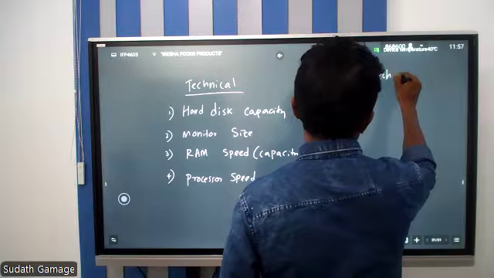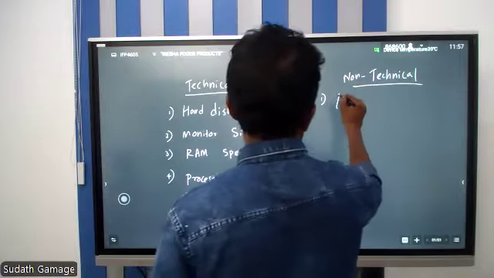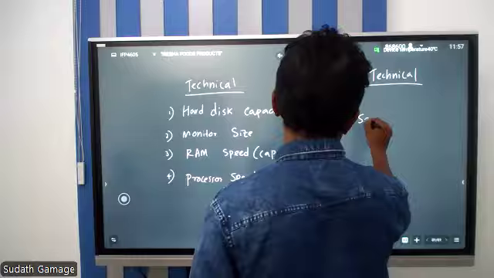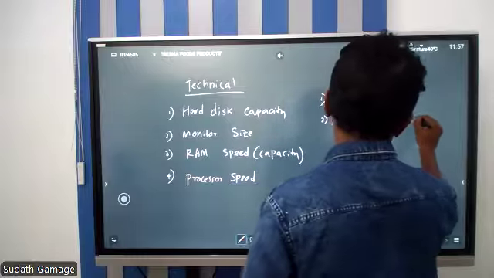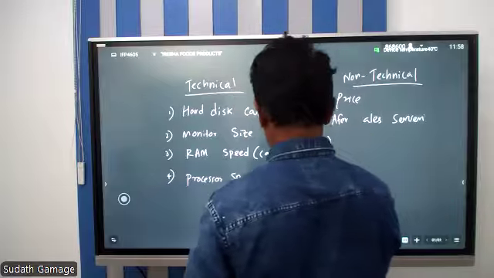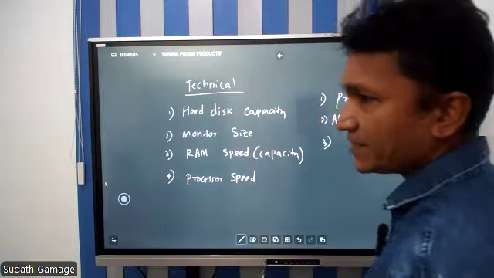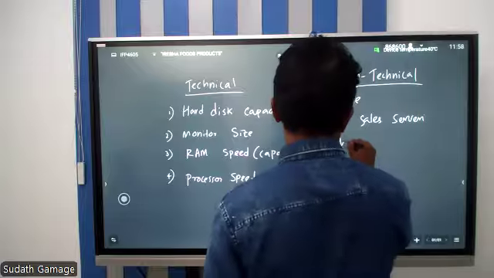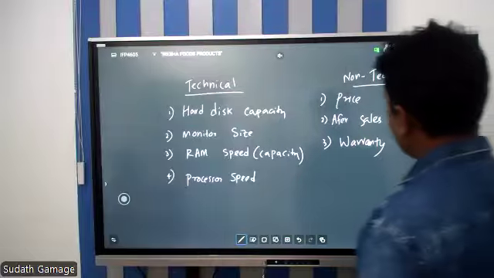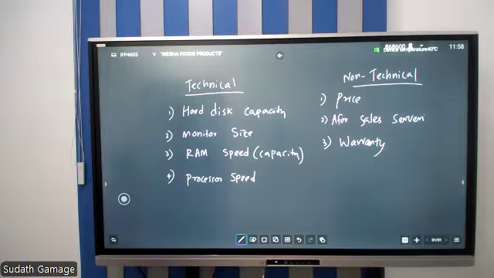What are the non-technical? Non-technical: price is non-technical. After-sales service, and warranty. Warranty is non-technical. These are non-technical specifications.